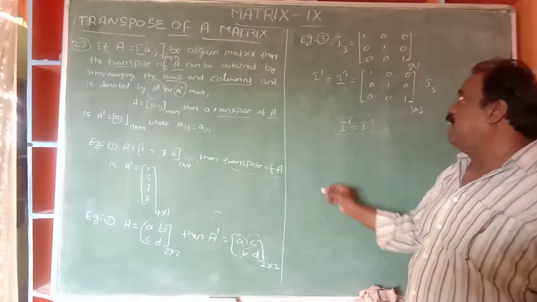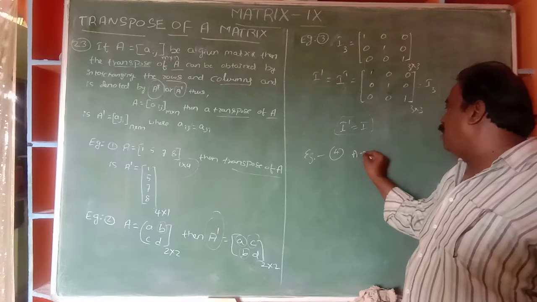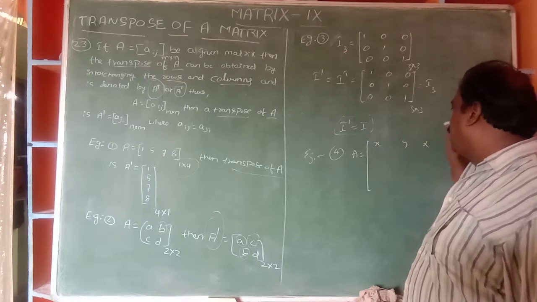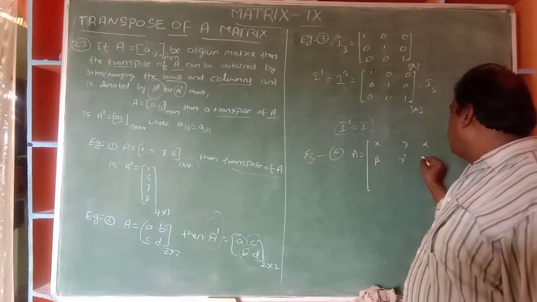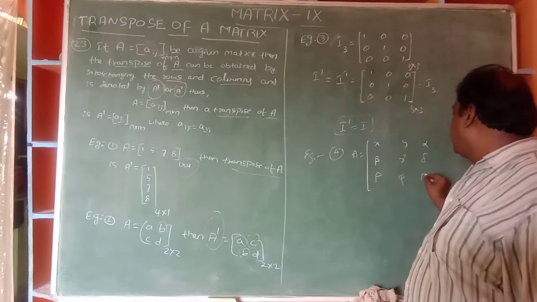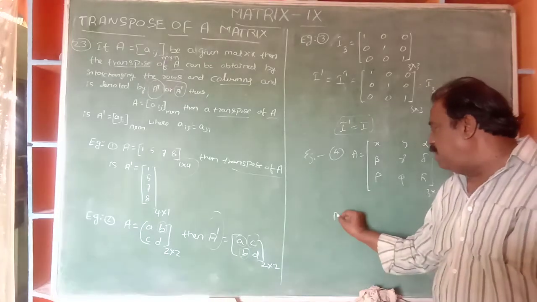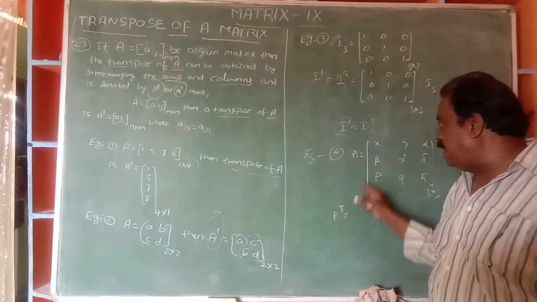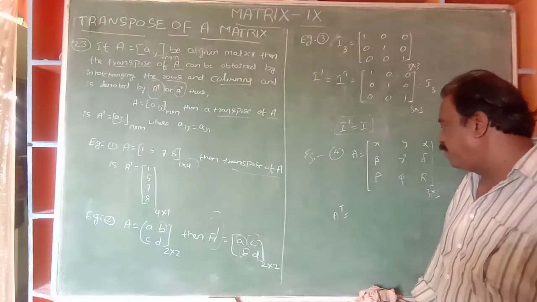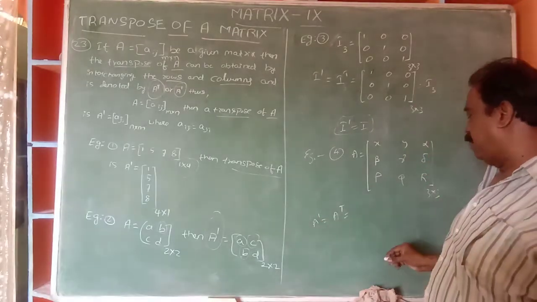Like that. Suppose one more example. Capital A is equal to, we will take x, y, alpha, beta, gamma, delta, p, q, and r, just as you assume. It is a 3 by 3 matrix. Then what about A transpose? When you write T, you say A transpose, or it is simply A dash. Both are the same.